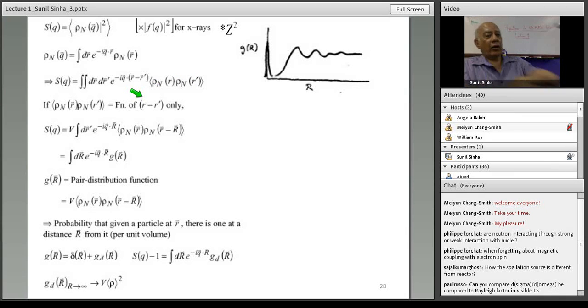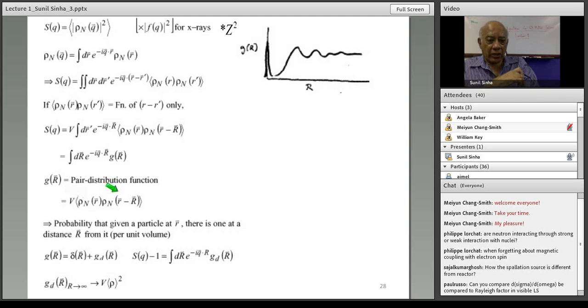Just a function of r minus r prime, and not of the individual positions of r and r prime. Recognizing that symmetry property, we can write S of Q as essentially one integral, and call this new variable here capital R. And so then it's just an integral V times a single integral e to the minus iq dot r of rho n r minus r, which we can also write as the three-dimensional Fourier transform of a function g of r, where g of r is called the pair distribution function, or PDF, and is simply, essentially, this correlation function.